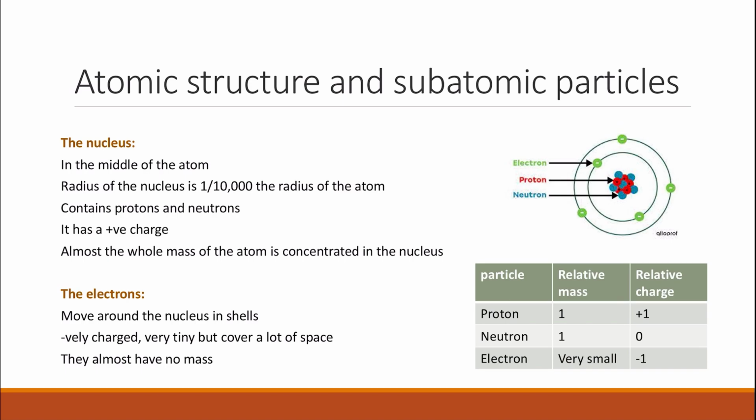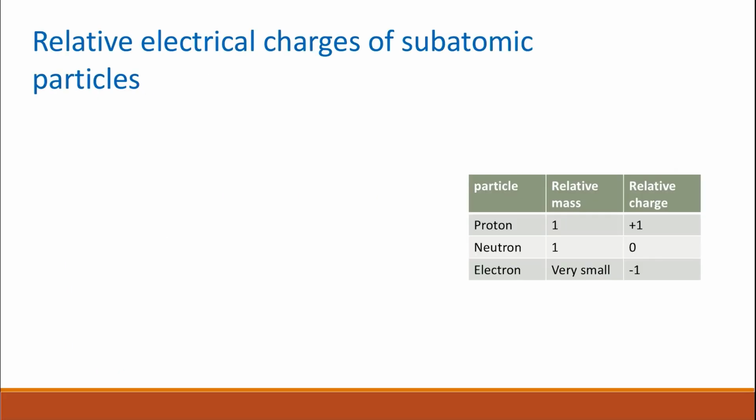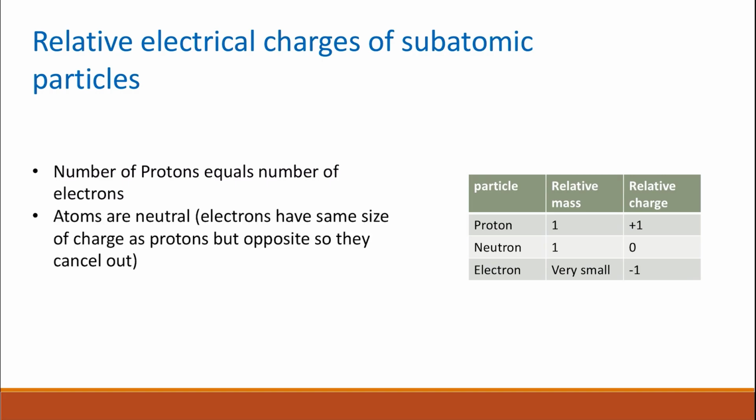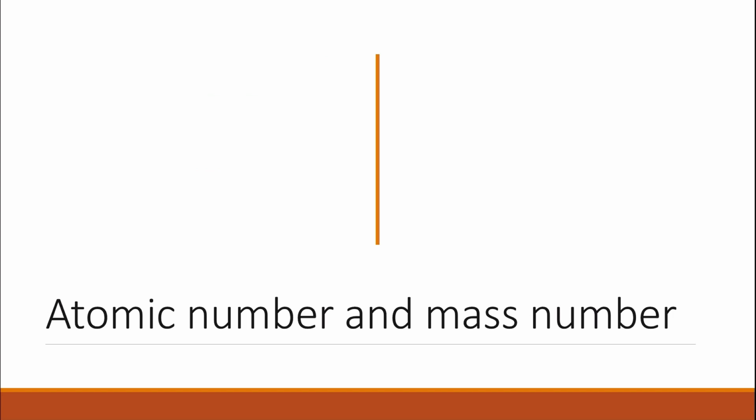And then we have the electrons. The electrons move around the nucleus in shells, and the electrons are negatively charged, and their mass is almost completely neglected in the calculation of the mass of an atom because it's too small. The number of positively charged protons inside the nucleus equals the number of the negatively charged electrons that orbit the nucleus. This is why atoms are neutral, because the charge of the protons and electrons will cancel each other out.